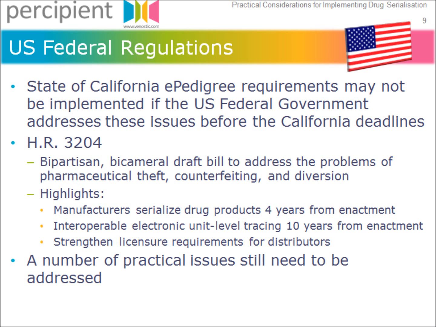So at the moment, the federal regulators are working on a bipartisan, bicameral bill. That means it's got support in all houses and across parties. So they have a draft bill to look at the issues of pharmaceutical theft, counterfeiting, and so on. And if that's enacted, that will actually give us something like an additional 4 years to start to serialise drug products. But within 10 years, quite a long time, we would have to have fully electronic and interoperable unit-level traceability for all of our products. So quite a stretch to achieve that, but quite a long time period.